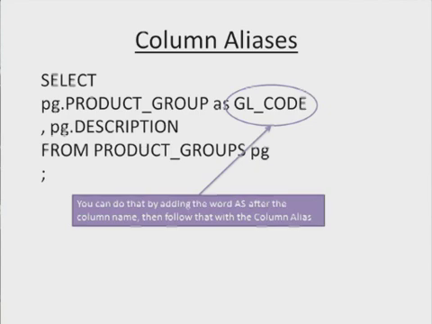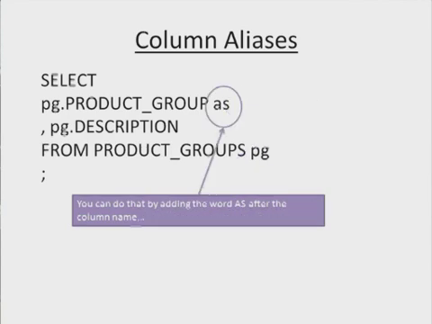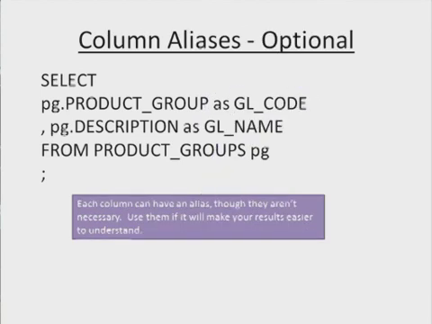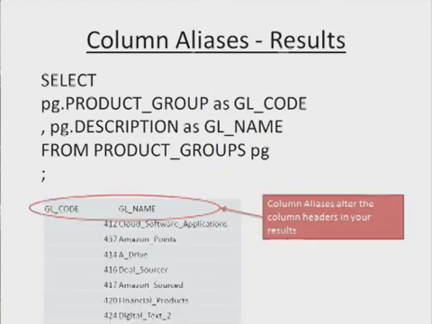And I like to use the AS. It's not necessary, but it kind of breaks apart the column name and the column alias. And so if we did that, added GL_code and GL_name as the column aliases for the 2 columns in our results, you'll see in the results, those are now the names of those columns.